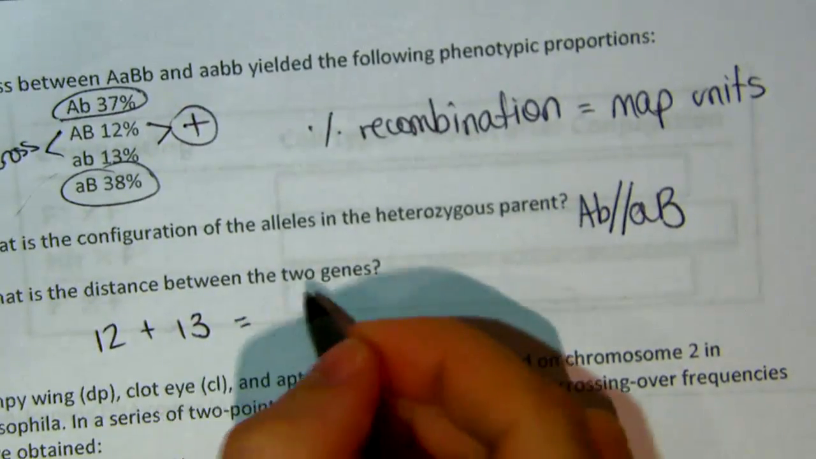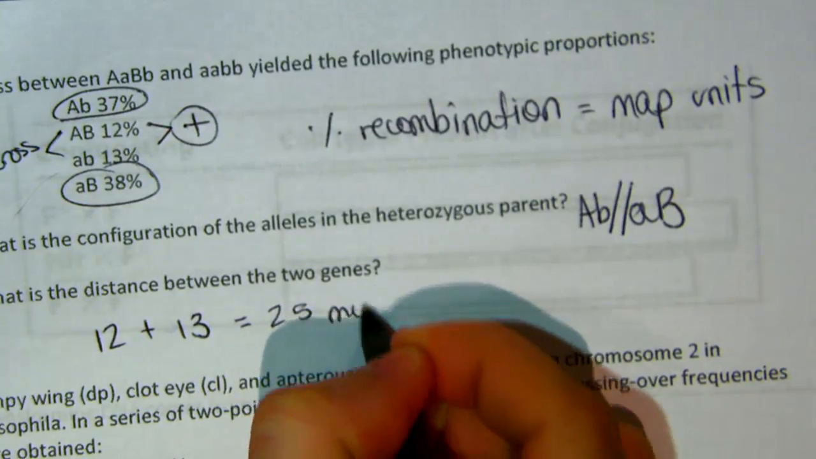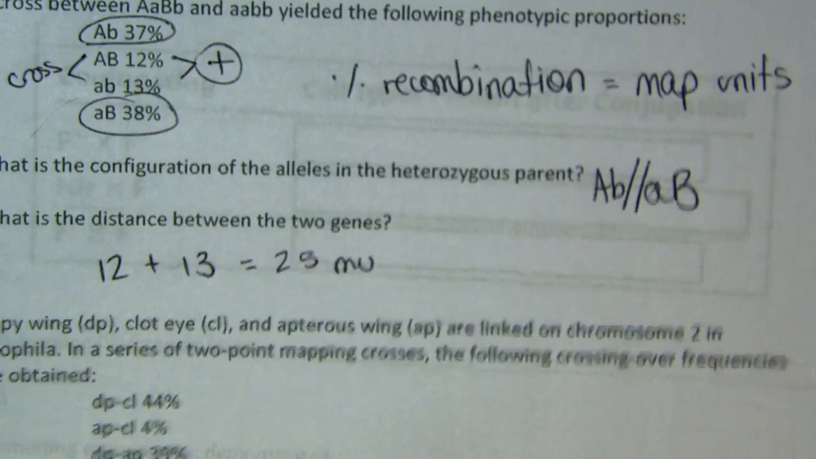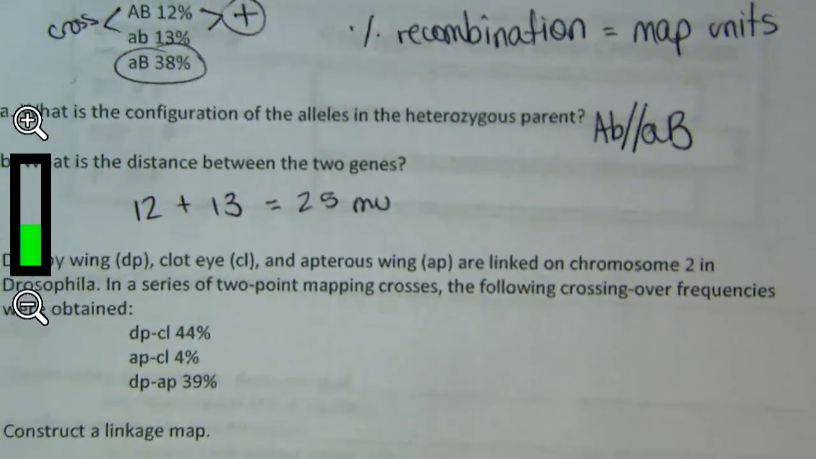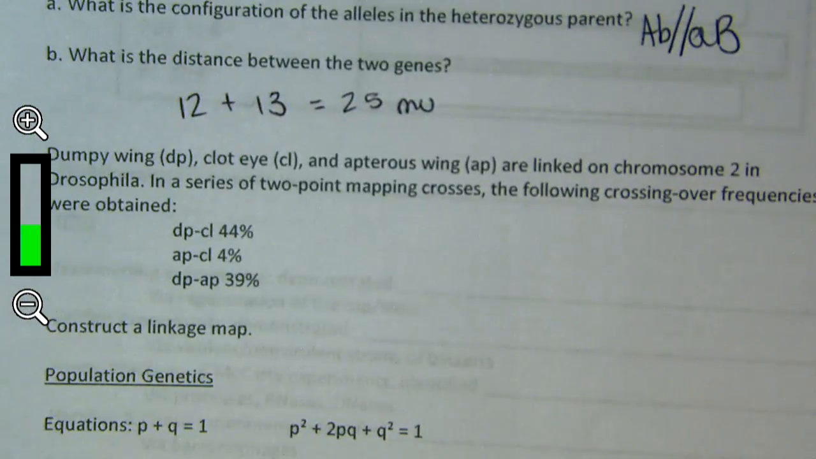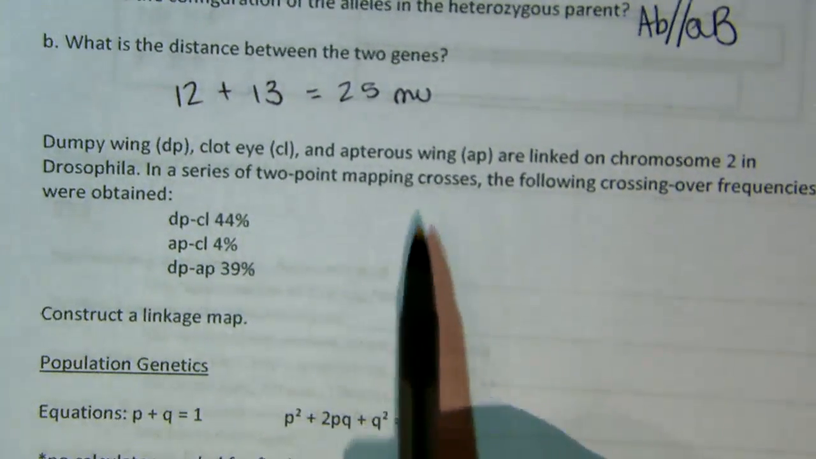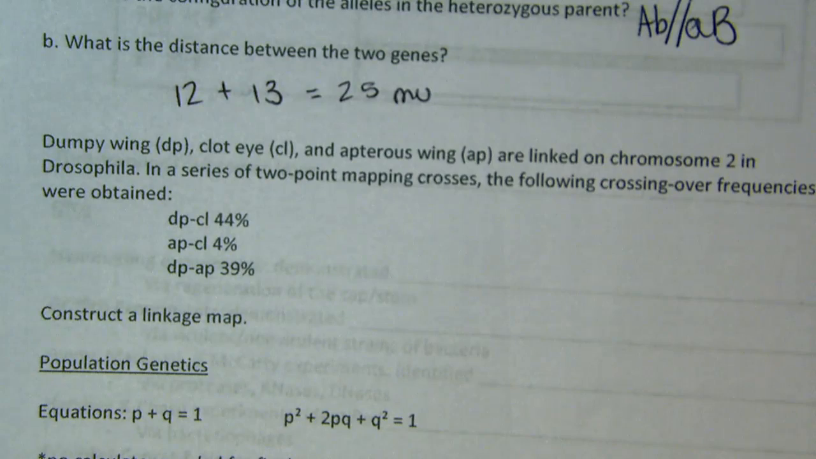So these should be your crossovers, so you just add those numbers, and you would get 25 map units. Okay, so it gives you a lot of information, but all it wants you to do is construct a linkage map, and you don't even really need to have a whole lot of information to do that.